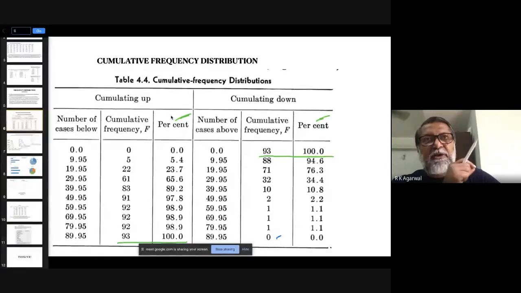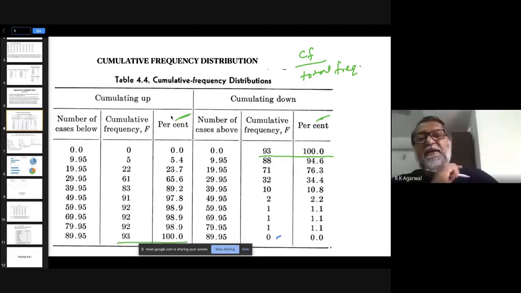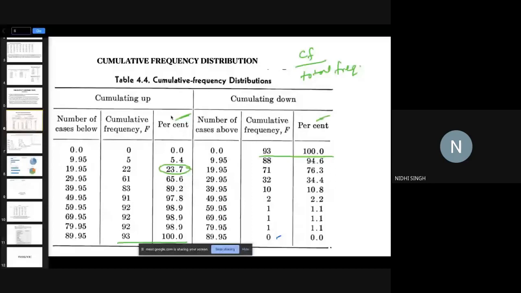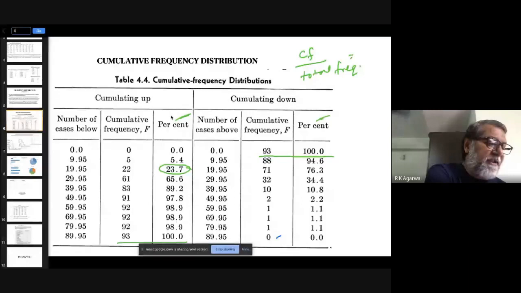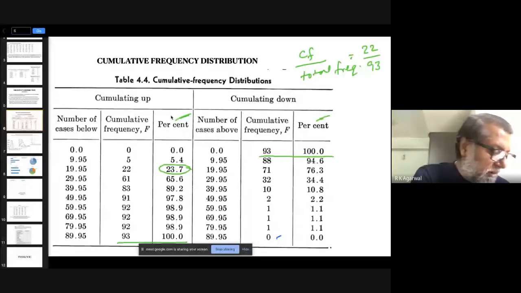Percent frequencies are calculated as actual frequency divided by total frequency, or cumulative frequency divided by total frequency. This is the formula for percent calculation. For example, how have we calculated this 23.7? 22 upon 93. How have we calculated this 98.9?